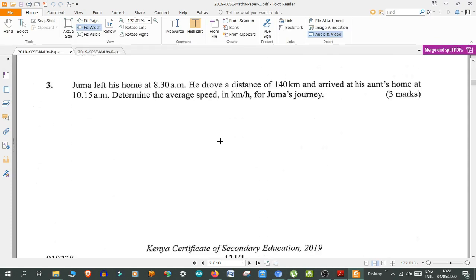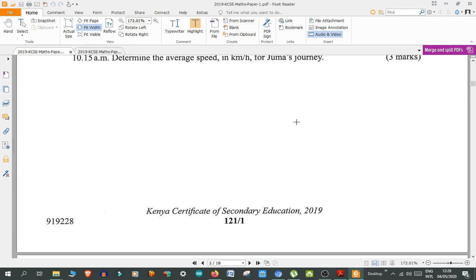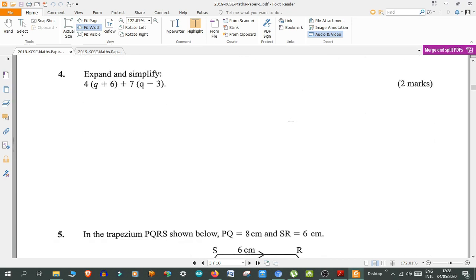Question 3. Juma left his home at 8:30. He drove a distance of 140 kilometers and arrived at his aunt's home at 10:15 a.m. Determine the average speed in kilometers per hour for Juma's journey. So this kind of question is from the topic linear motion in Form 2. Again, 3 marks. So you can see how easy it is to pass KCSE Mathematics by just being acquainted, well versed with the basics.